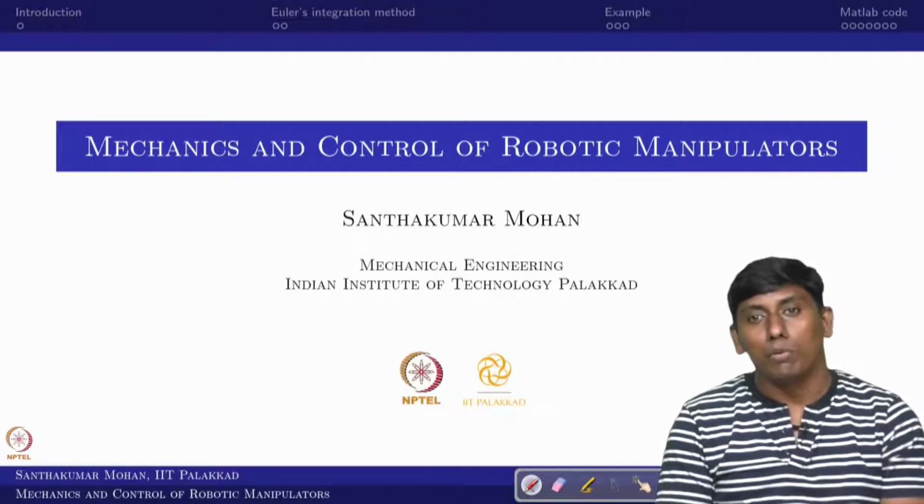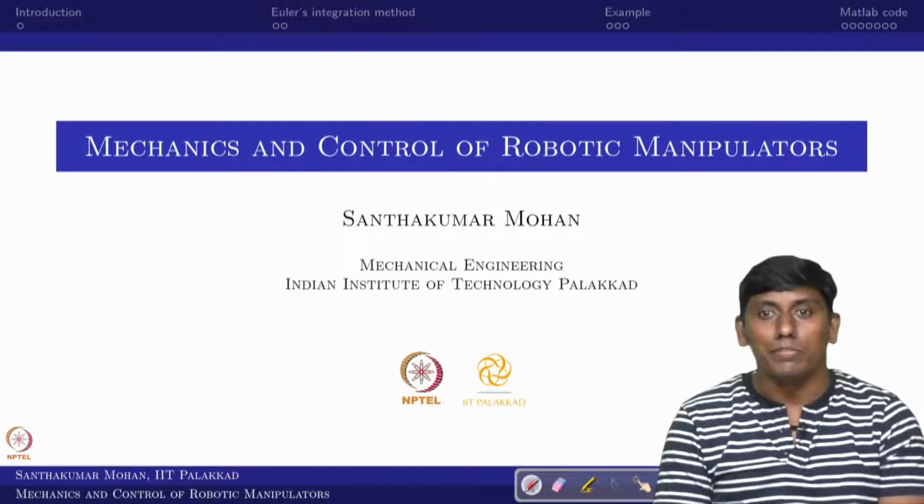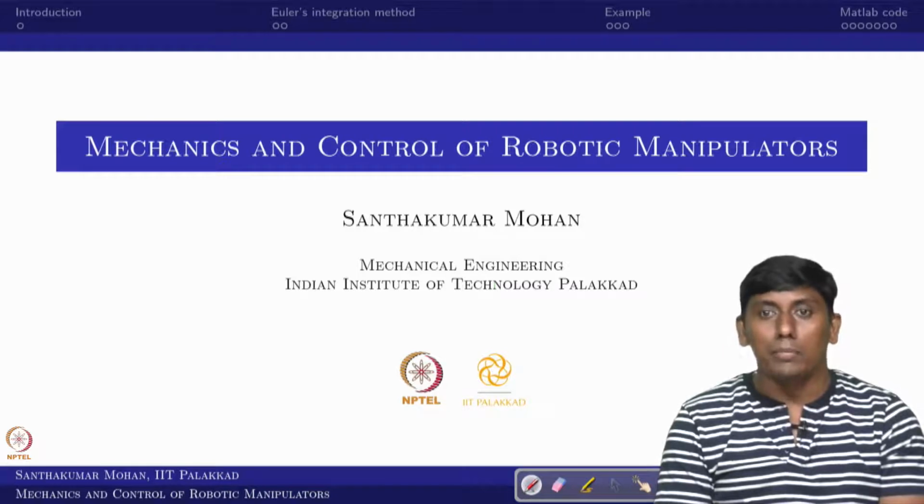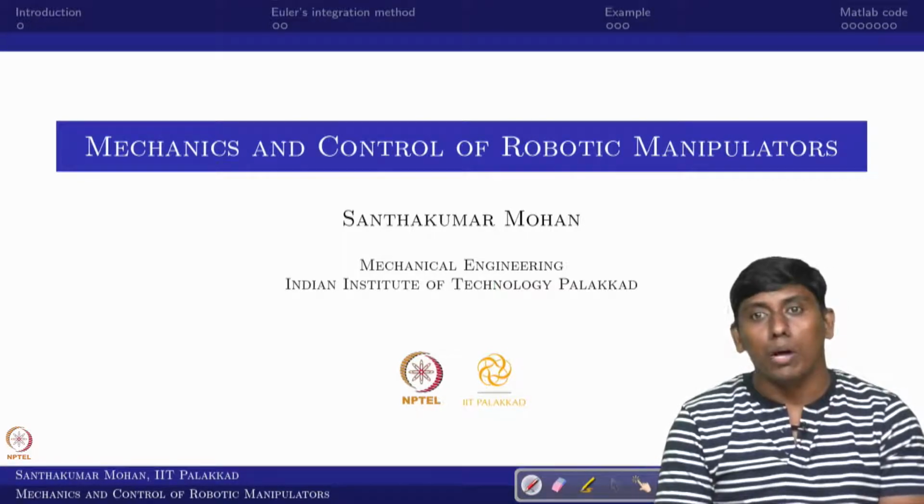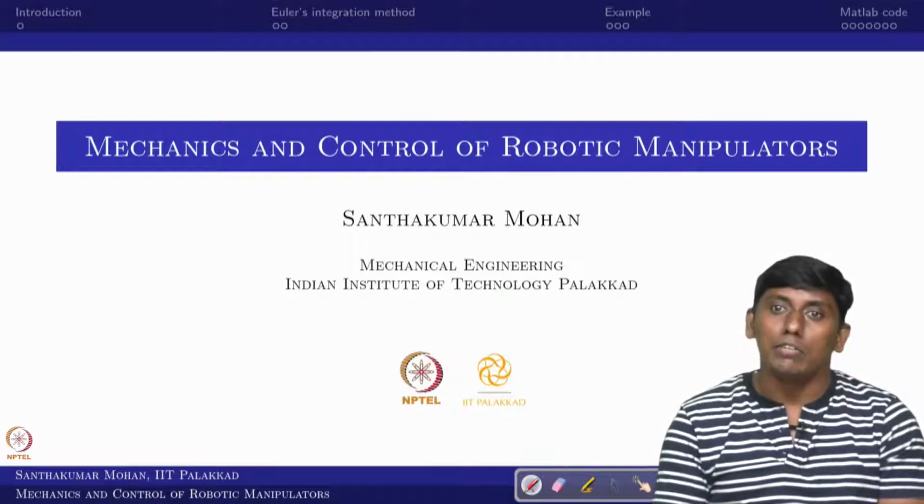In the last few classes, we have seen how to derive a dynamic model of a robotic manipulator, specifically a serial manipulator. We have seen two methods, and also how to use Matlab to derive the equation of motion. In this lecture, we are going to talk about how to do a dynamic simulation. Whatever equation we derived, how can we use it for a dynamic simulation model?